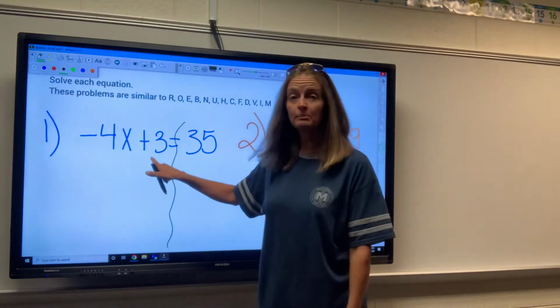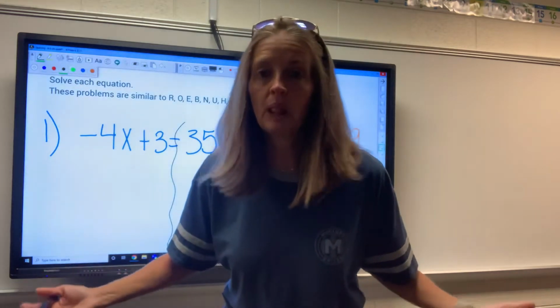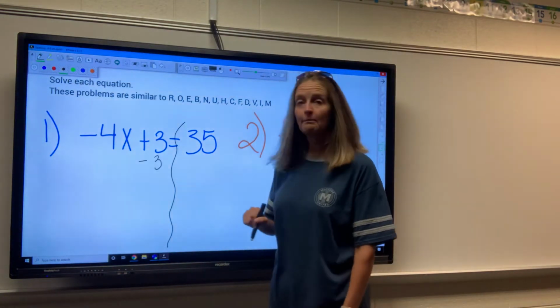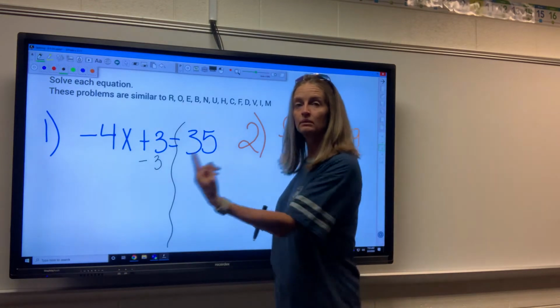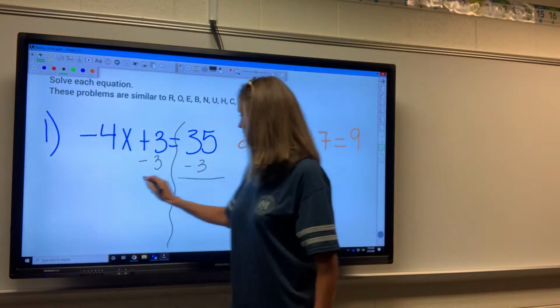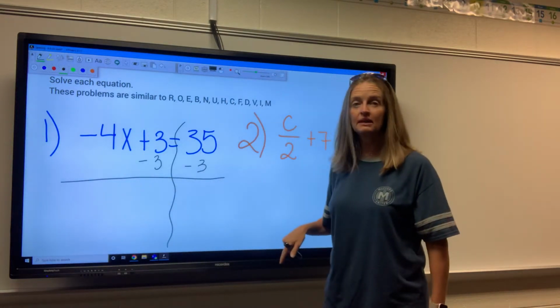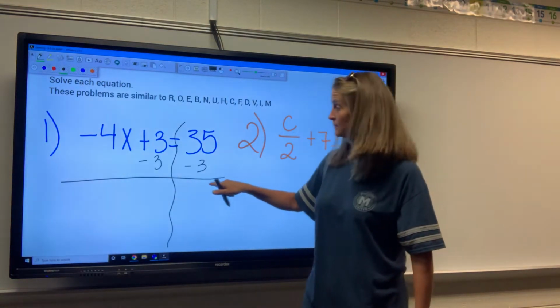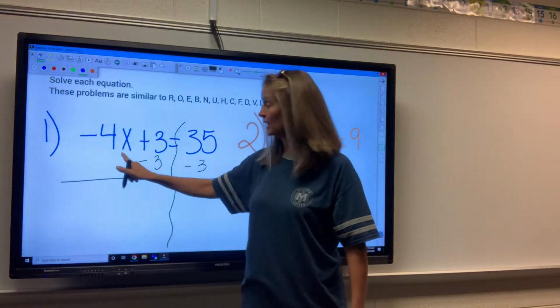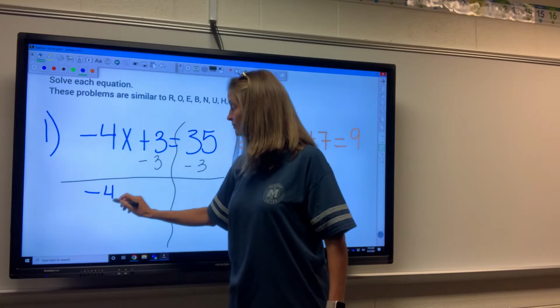So see how this is being plussed? Well, what is the opposite of plussing? The opposite of plussing is minus. So I'm gonna -3 here, but remember, I gotta do it over here too. I like to draw this line here that lets me see that I've done something. Now, see how -4x, I didn't touch it yet, so it drops down.